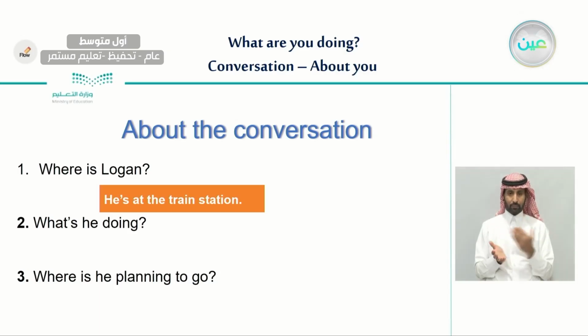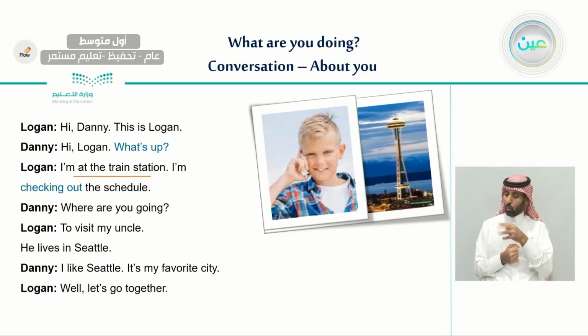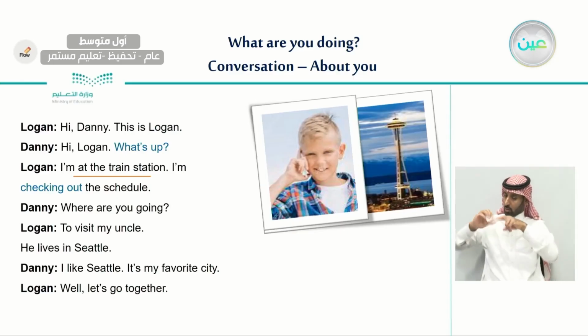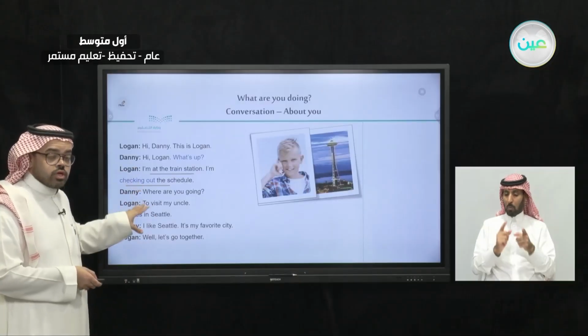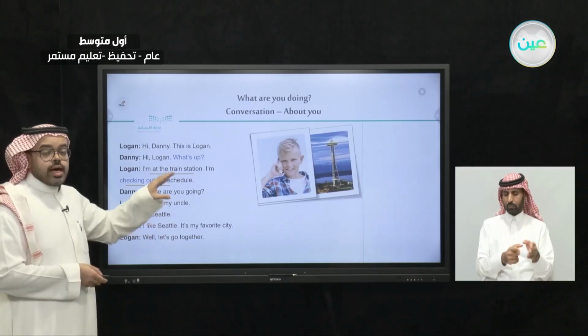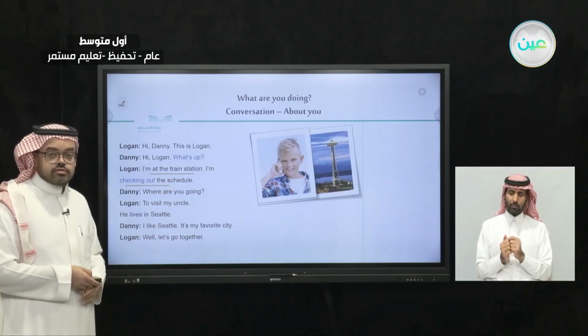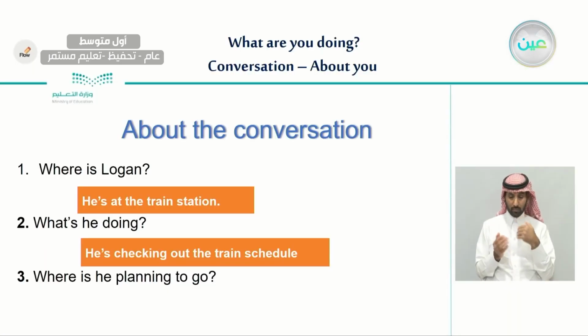Now let's answer the second question. What is he doing? We agreed that he is at the train station. So what exactly is he doing at the train station? Very good. Yes, he is checking out the schedule. He is looking for information about the schedule in the train station. So now we'll go back to the question and write down this answer. He is checking out the train schedule. The third question.